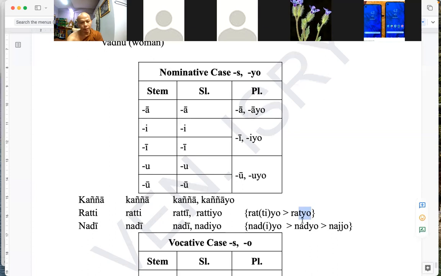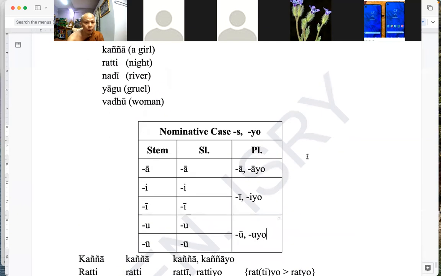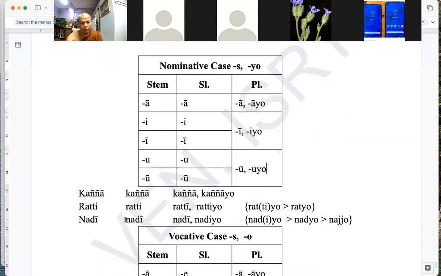So in this way some contracted forms can be seen. Okay. So now nadi also nadi, nadiyo for common forms.